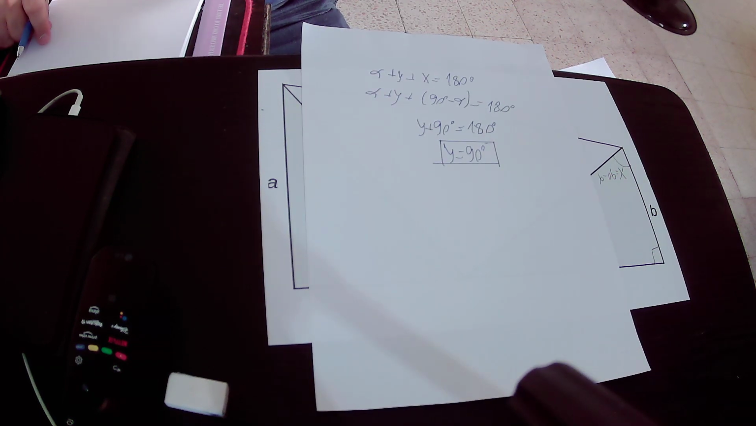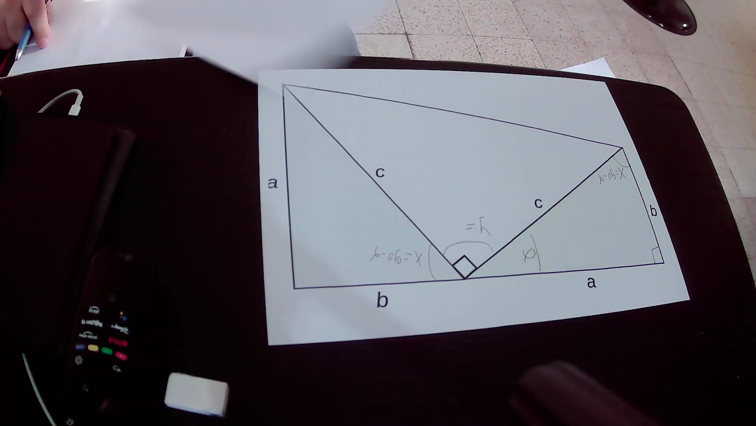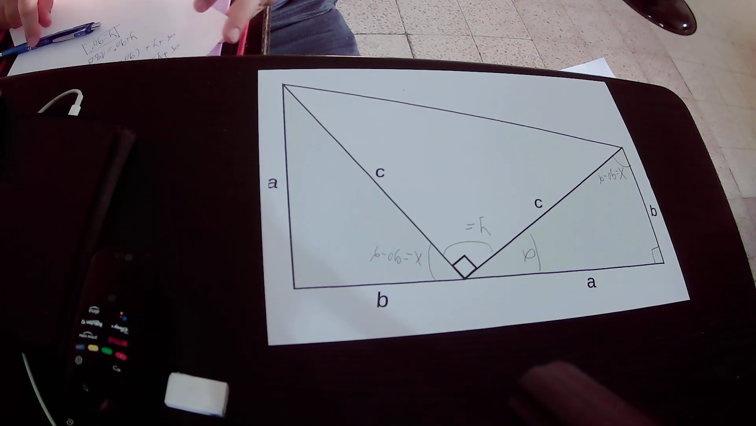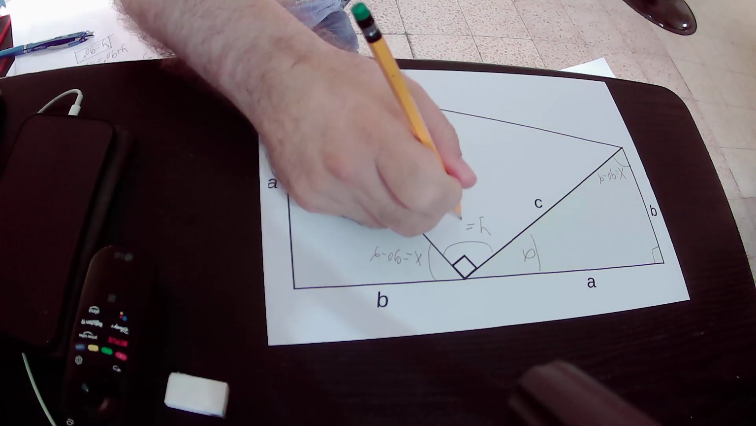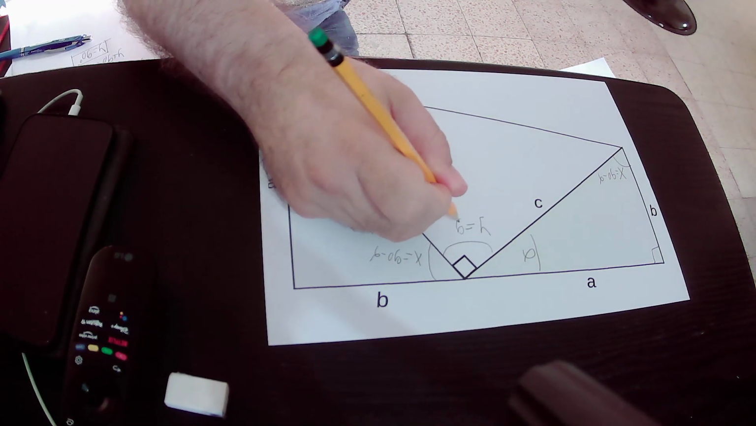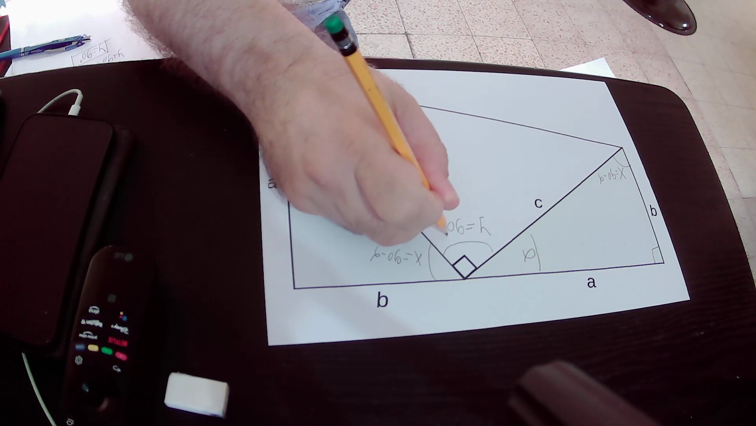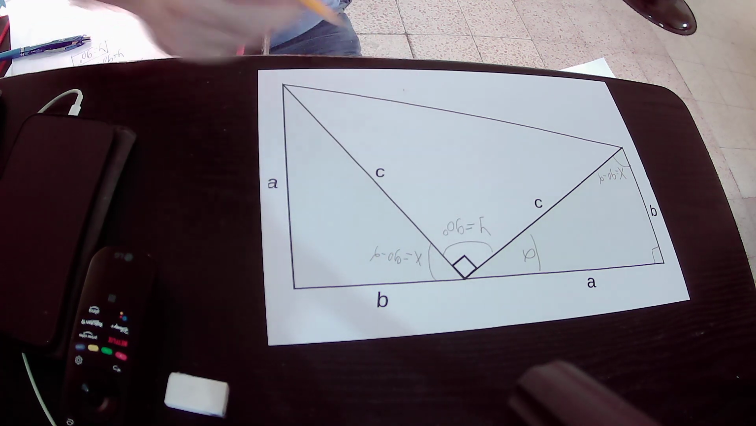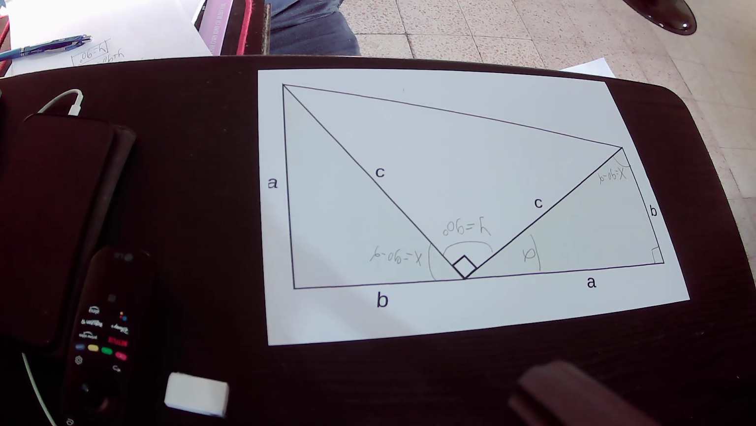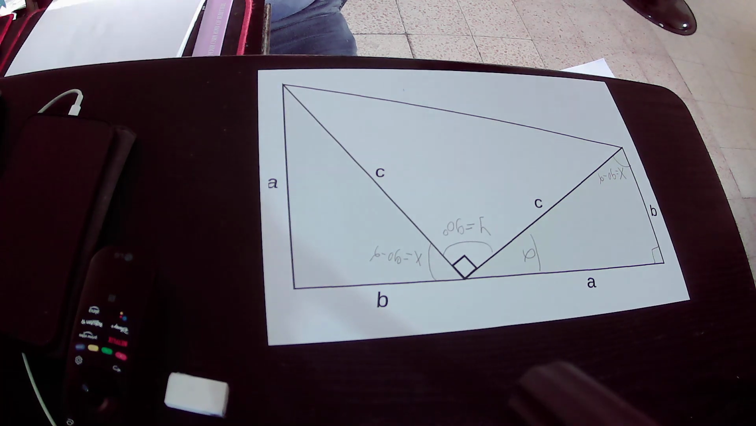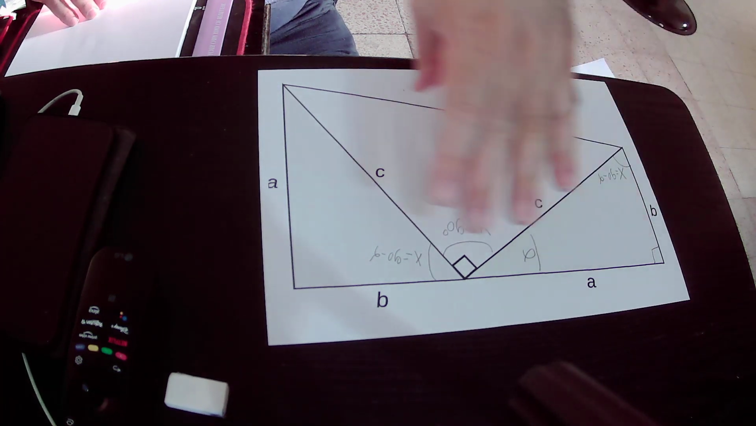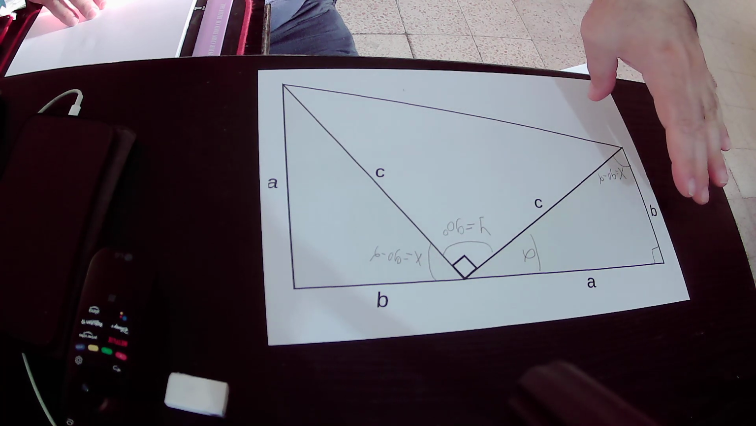Okay, y equals 90 degrees. So the middle triangle is a right triangle because it has an angle of 90 degrees. Now you can see here, this is a trapeze.